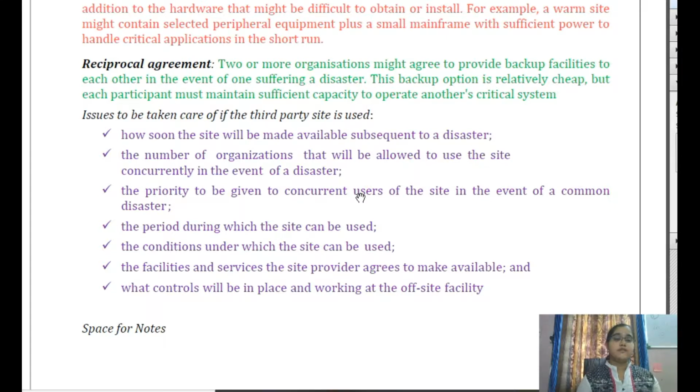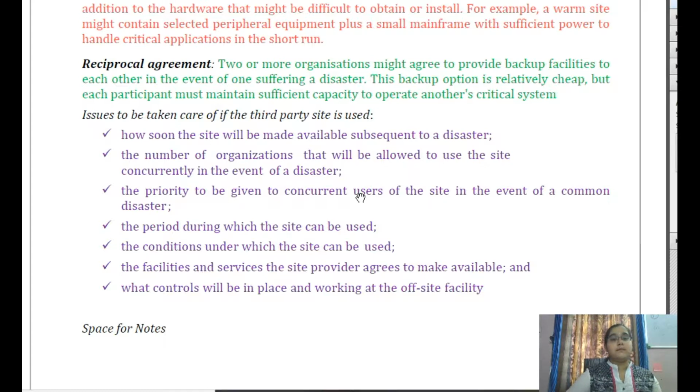Then the conditions under which the site can be used. Then what facilities and services the site provider agrees to make available, and what controls will be in place and working at the offsite facility. The facilities and services include, basically, confidentiality of information. What controls do you have in place? Controls for the data entry, controls for the movement of the people. So what controls do they have? These points must be remembered if a third party site is being used as an alternate processing facility.